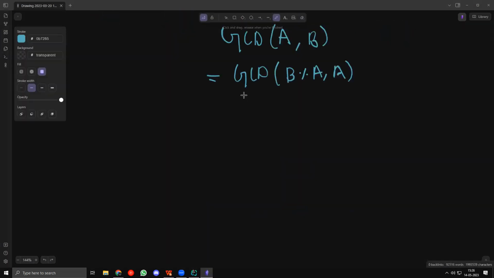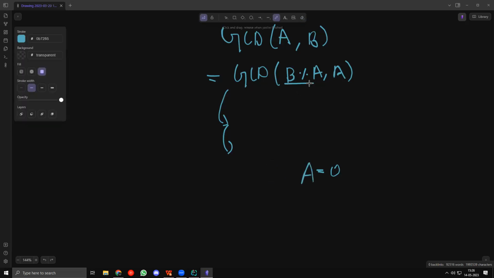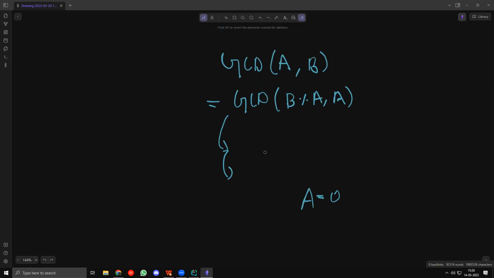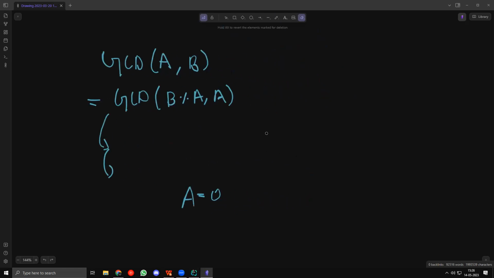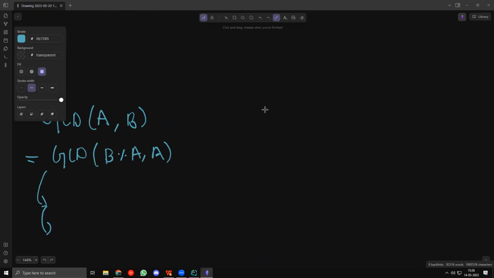This is also recursion, by the way. This will also go recursively. And basically, if B is equal to 0 at any point, or if A is equal to 0 at any point, then the other number over here is the answer. Okay, I'll explain this once again. Now, let's try to run this with some examples. Let's say I take 10, 3.